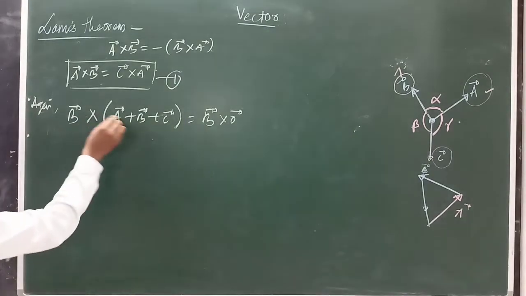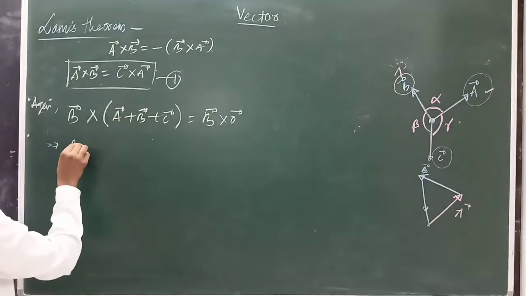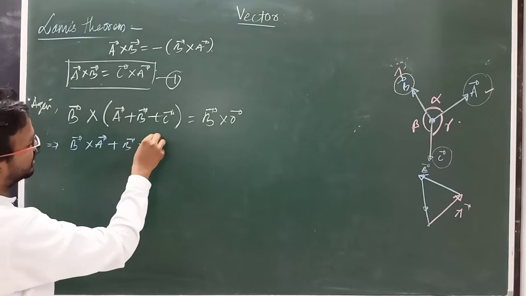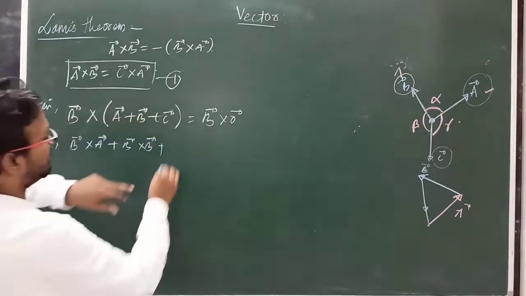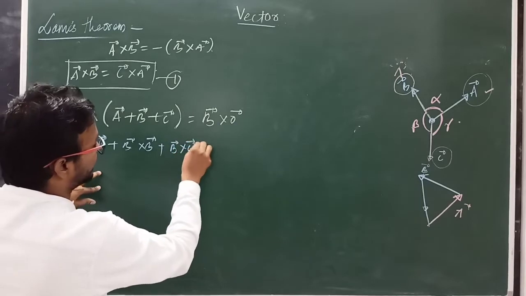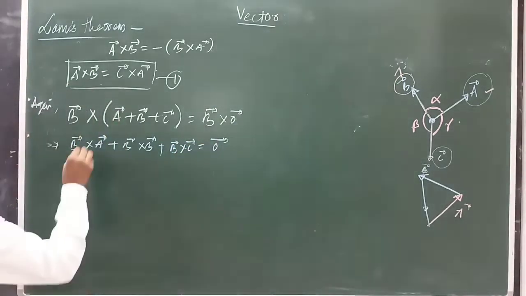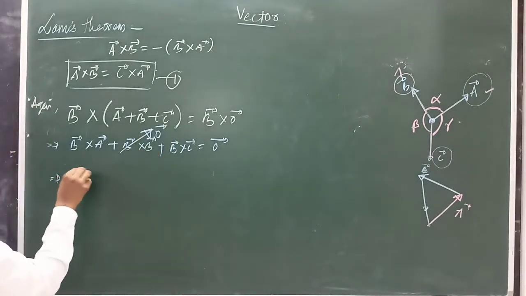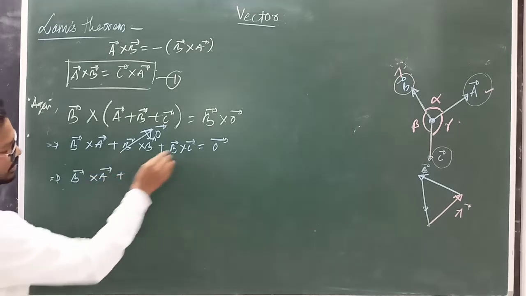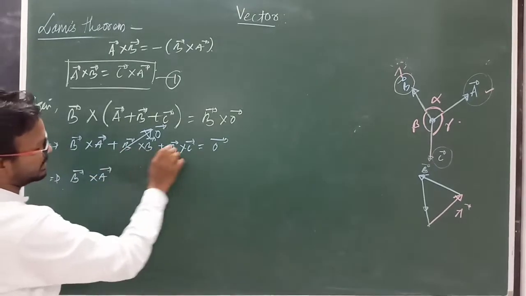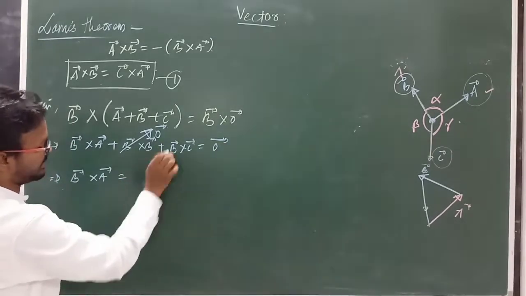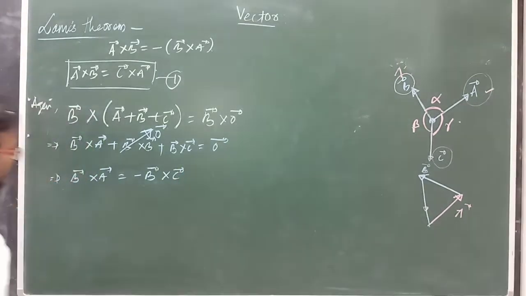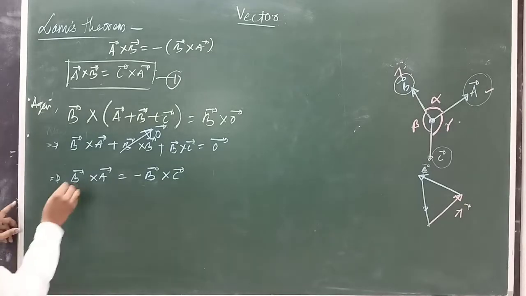In this case, if you solve this relation, then we will get b cross a vector plus b cross b vector, and again b cross c vector equal to 0 vector. Here b cross b is the 0 vector. Then we can write b cross a vector plus b cross c vector equals 0, and if we take it to the right hand side then there will be a negative sign: minus b cross c vector.